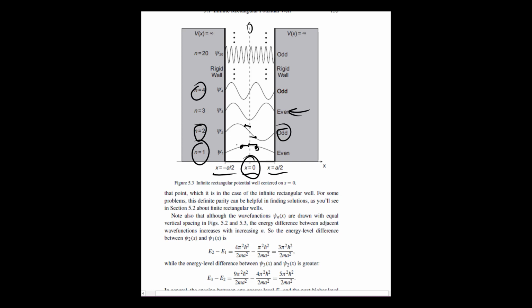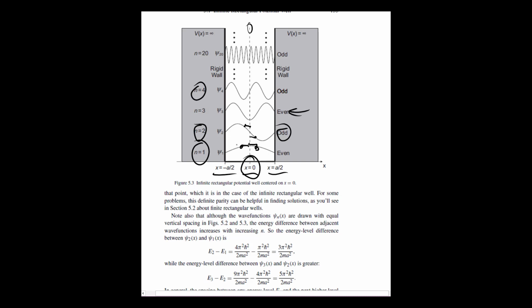As it points out in the text, there are a lot of functions which have neither even nor odd symmetry, so it's very helpful to know that when you have a symmetric potential energy function about some point, the allowed wave functions will have either even or odd symmetry. That's going to be especially helpful in the next section when we talk about finite rectangular wells.